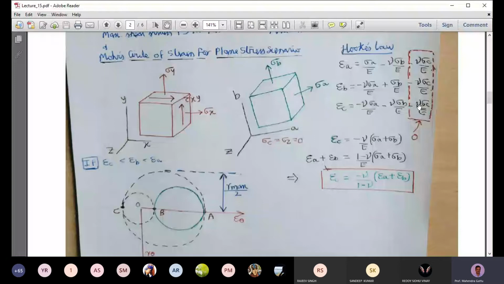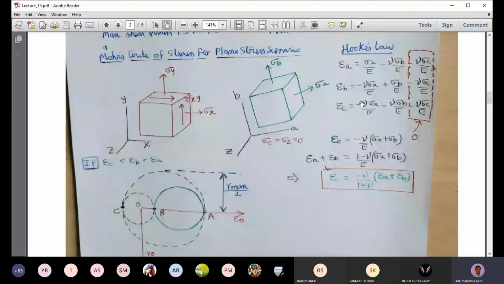That is a mistake. So for this case, sigma C is 0, so all these terms will go to 0. The third terms here are going to 0, so we will be left with only the first two terms in each equation. What we can do is write the third equation by taking minus nu by E out as common, and minus nu by E times sigma A plus sigma B.